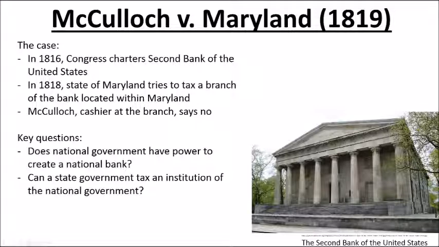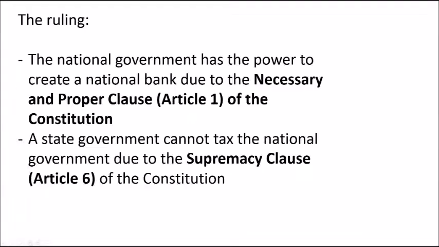Some of the key questions here were, first of all, does the national government even have the power to create a national bank? Because it doesn't say anything about that in the Constitution. It's not an expressed power. Another key question is, can a state government tax an institution of the national government, which could bring in some issues with the Supremacy Clause.